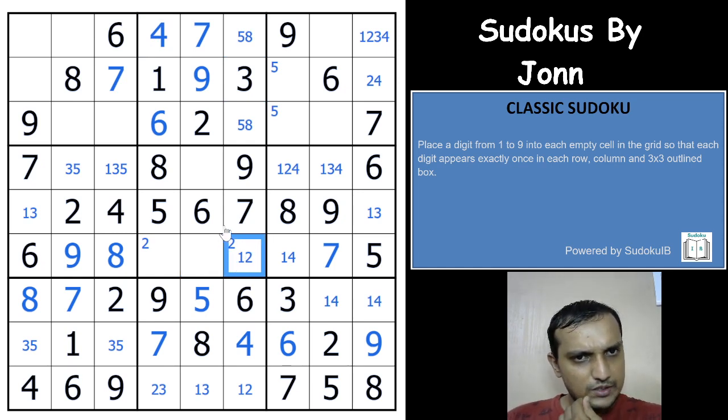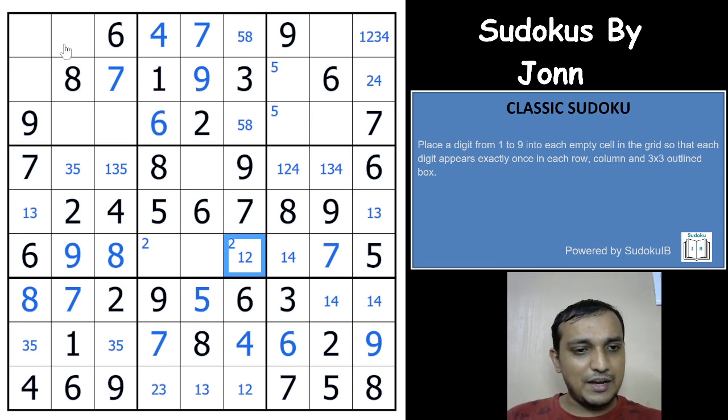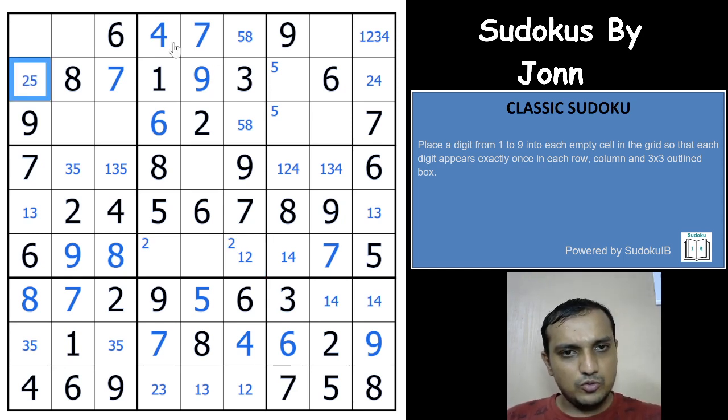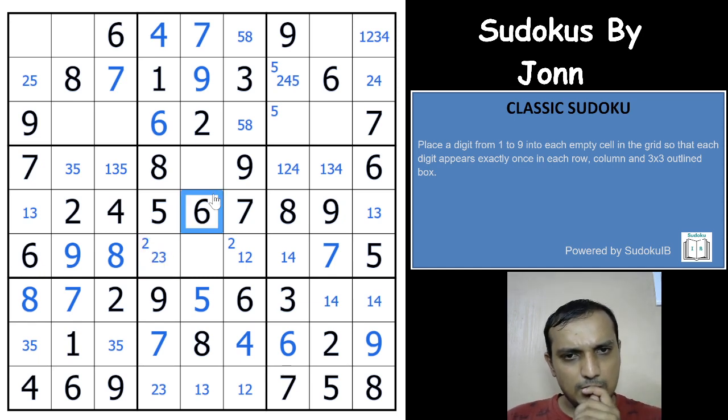Seems to be an easy one for now, but we are not sure. Classic Sudokus can be tough anytime. At any point of time we might get stuck, and that is the beauty of Classic Sudoku. 2 4 and 5, 2 3 here.